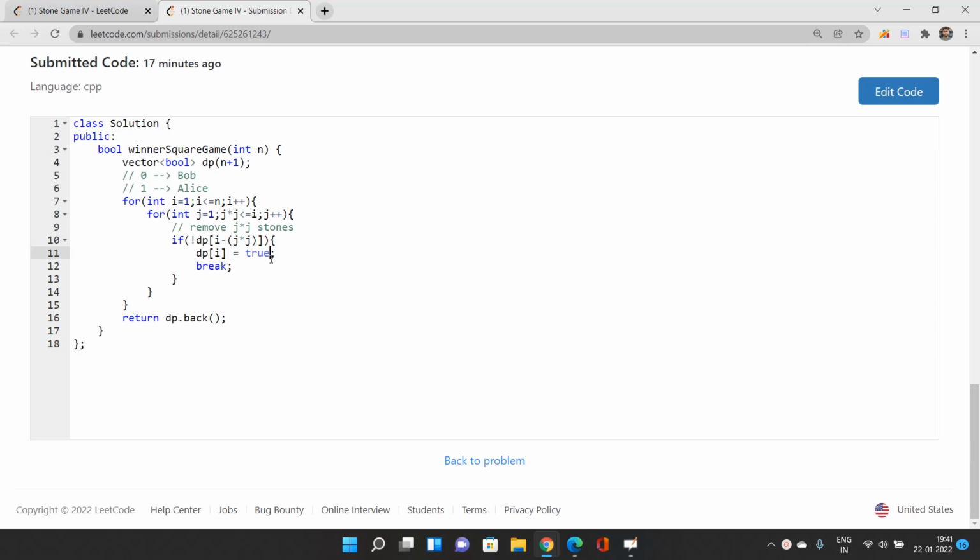You can see this number, i minus j times j. This is our next level, and if at that level Bob will win, that is, dp of this value is 0, then for the current level Alice will always win, because there exists a state where Bob will win for the next level. So dp of i becomes 1, and we break because we have found the value. Otherwise, dp of i remains 0, which denotes that Bob will win for the current state. Finally, we want to return what will happen if n stones are in the pile. That is why we have returned dp of n. You can see over here.